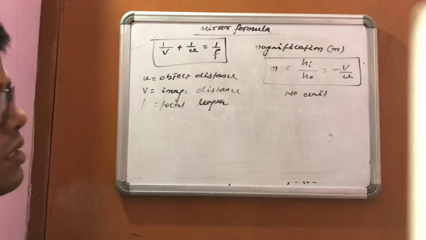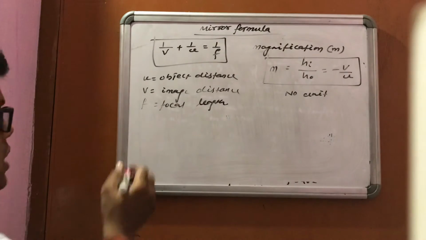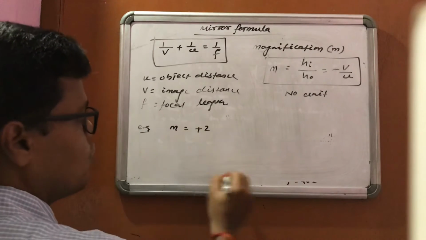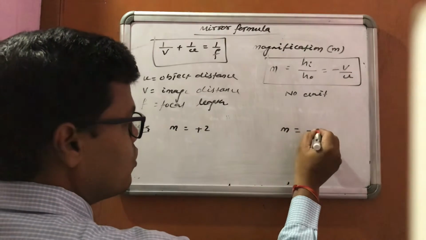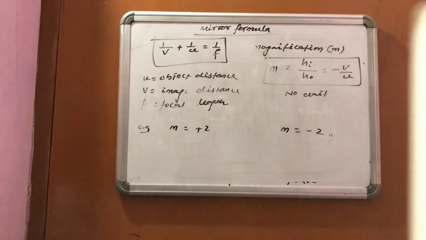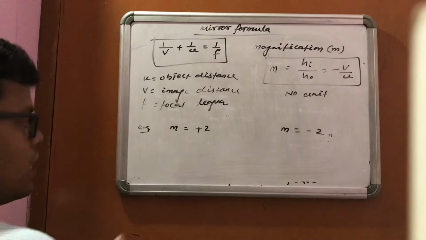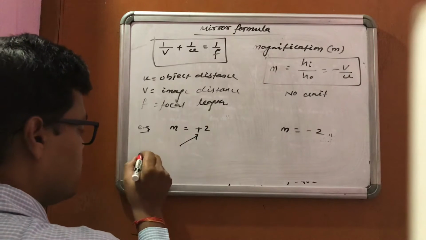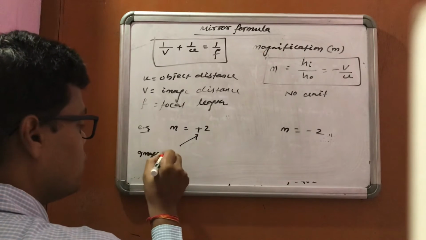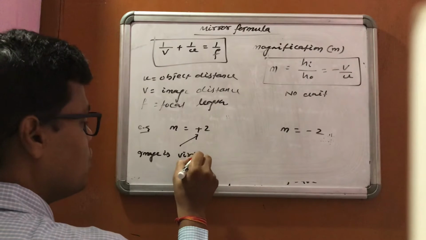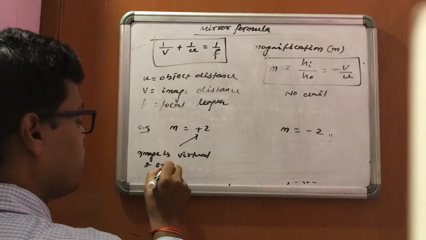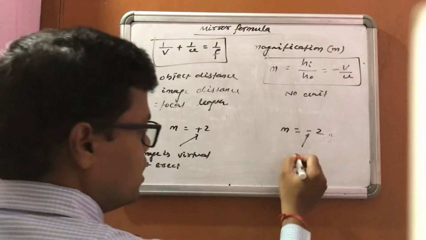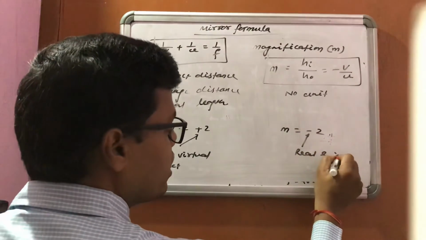So in magnification there are two things. Look at here, example. Suppose magnification is equal to plus 2. Another is magnification is equal to minus 2. What are the differences between them? Here the plus sign indicates the image is virtual and erect, and the minus sign indicates the image is real and inverted.